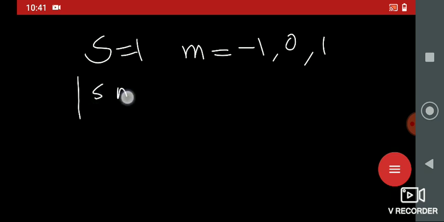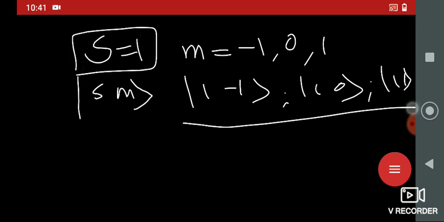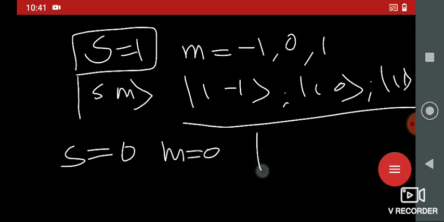When spin is equal to 1, we will have the m value minus 1, 0, 1, right? If we are representing the state in terms of s and m, corresponding to s equal to 1, we have the states |1,-1>, |1,0> and |1,1>. These are the triplet states. Corresponding to s equal to 0 we have m equal to 0, and we have the singlet state |0,0>, right? This is just the SM representation.